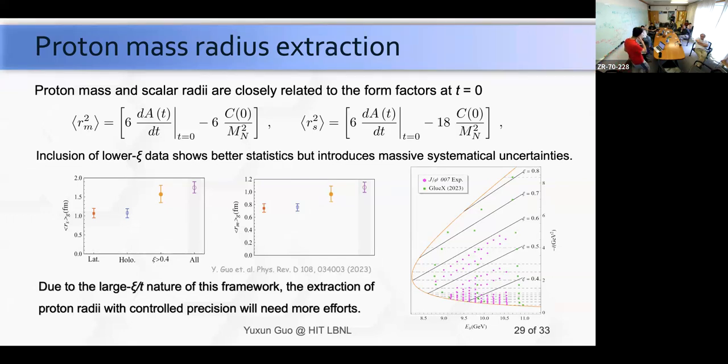So the error bars for your extraction are just statistics? Yes, it's just statistics.